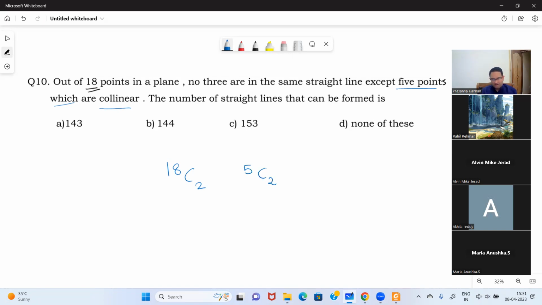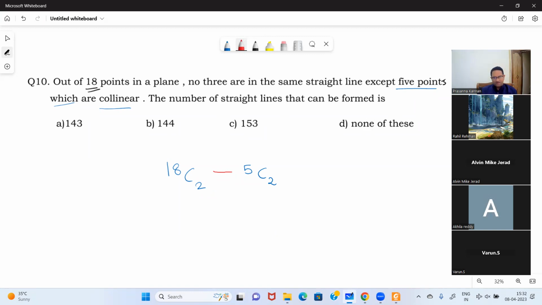We would have formed 5C2 lines, right? Yes, sir. But those 5C2 lines are not different lines, correct? Because all these points are collinear, correct? So what should I do to these lines? I should subtract from the total, correct? Because when I did 18C2, I assumed that all those points are non-collinear. But actually, 5 of those points are collinear. Therefore, those lines which were generated because of 5 points, I should subtract, correct?